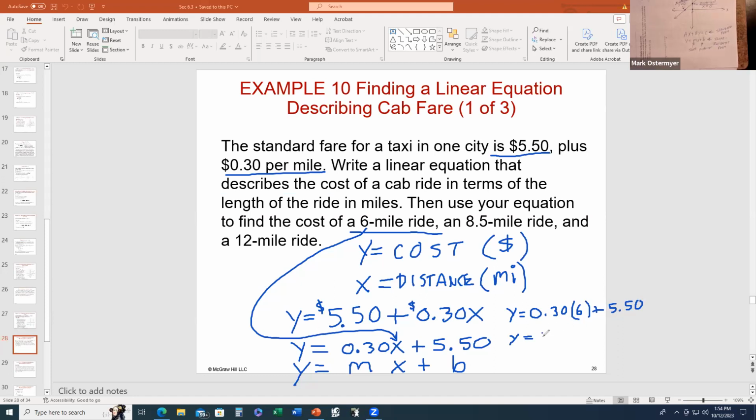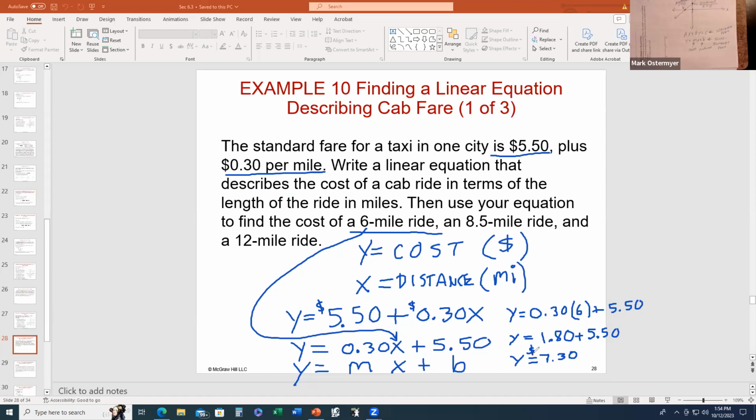I think that's going to be 1.8. Is that correct? $1.80 they're going to charge us for driving 6 miles in this cab, plus the what? The one-time fixed fee of just stepping into the cab of $5.50. Our total fare is going to be $7.30, I believe. Is that correct? That's the total cost of taking a 6 mile ride in this cab.